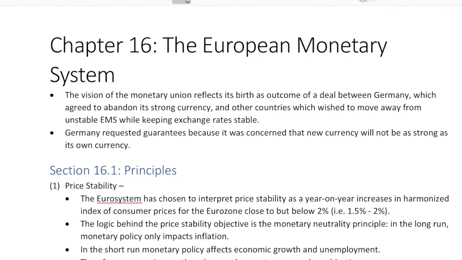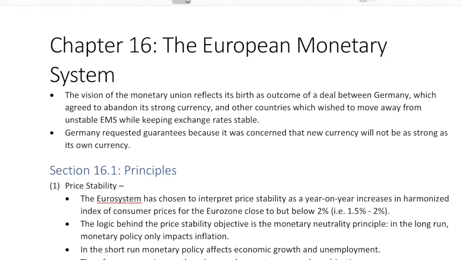So as we learned towards the end of chapter 14 when we talked about the Maastricht Treaty, basically EMS was designed to keep exchange rates stable, and it was formed as a result of a deal between Germany, which agreed to abandon its strong currency, if you remember, in exchange for unity with East Germany, so the merger of East and West Germany, and the deal between Germany and other countries who wanted to move away from the unstable European monetary system, but they still wanted the exchange rates to be stable.